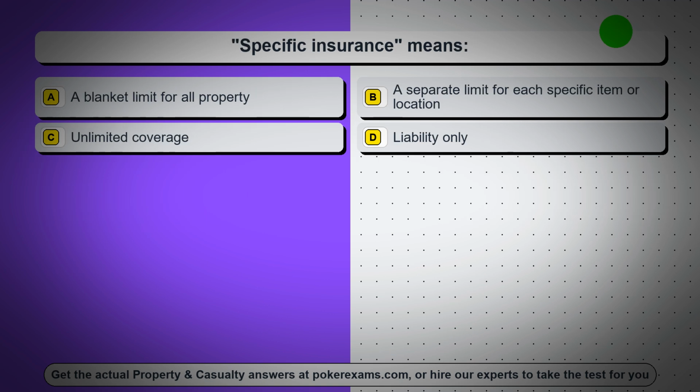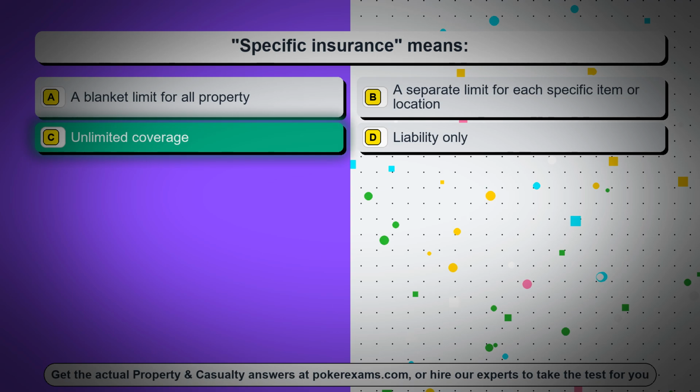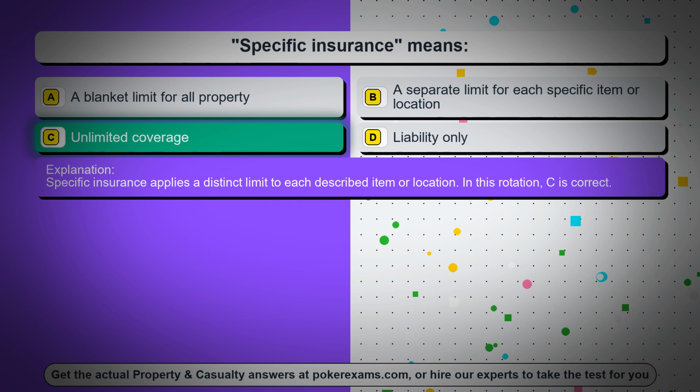Question 93. Specific insurance means option A, a blanket limit for all property. Option B, a separate limit for each specific item or location. Option C, unlimited coverage. Option D, liability only. The correct answer is option C. Unlimited coverage. Specific insurance applies a distinct limit to each described item or location. In this rotation, C is correct.